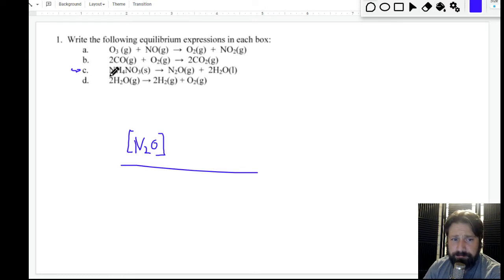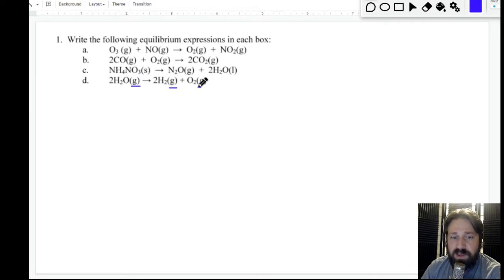On top of that, this guy is a solid. Can you have a concentration of a solid? No, you can't have a concentration of a solid. So we can ignore that as well. So the equilibrium expression for this is going to be the concentration of N2O. And there we go. Not a very impressive one, but yeah, there it is. Gases and aqueous things are the things that you can use equilibrium expressions for. All right, and for this one, we can use this one.